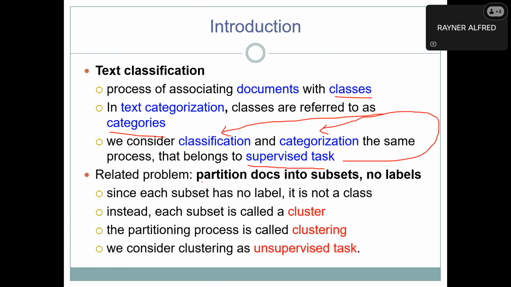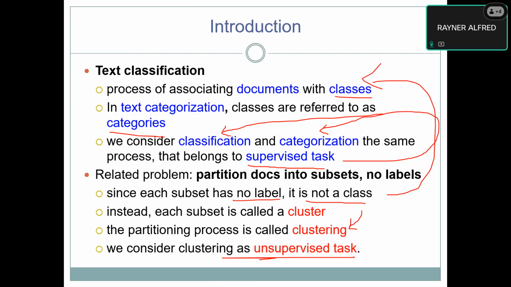If we do not have any categories, then we can group them or cluster the documents based on the content. So there is no label needed. There are no classes needed. This is text classification. And when we do not have any labels or classes, we call it clustering or an unsupervised task. Unsupervised tasks mean we do not have any guidance on how to group them. So we group them based on the content only.